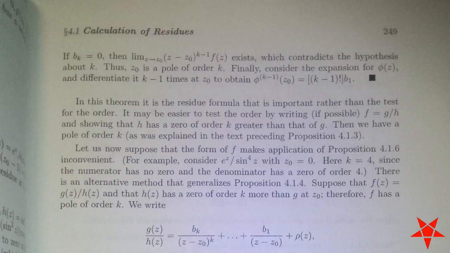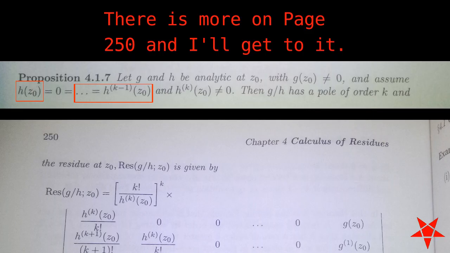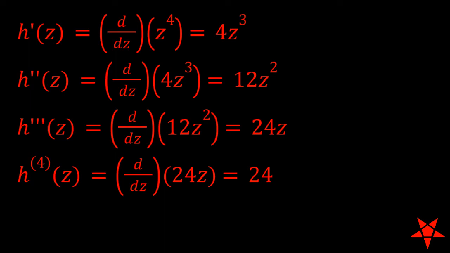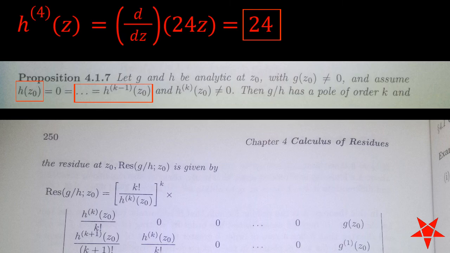If we turn to page 249 and look at proposition 417, we see a method for evaluating a residue where h of z naught along with multiple derivatives of h of z evaluated at z naught are zero. Looks like a good bet, so let's crunch some derivatives. Since the fourth derivative of h of z is equal to 24 and thus non-zero for all values of z in the complex plane including z naught, we see that proposition 417 is appropriate for calculating the residue that we are seeking.